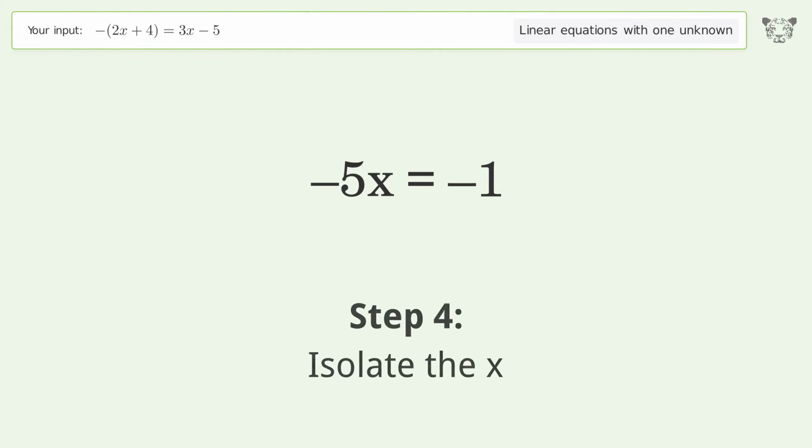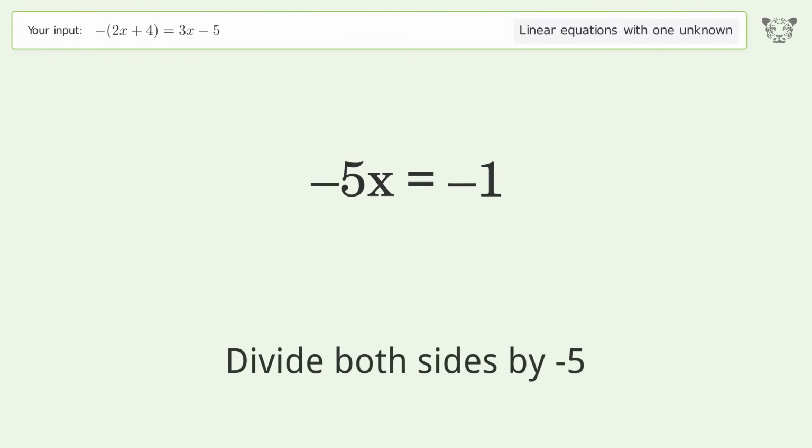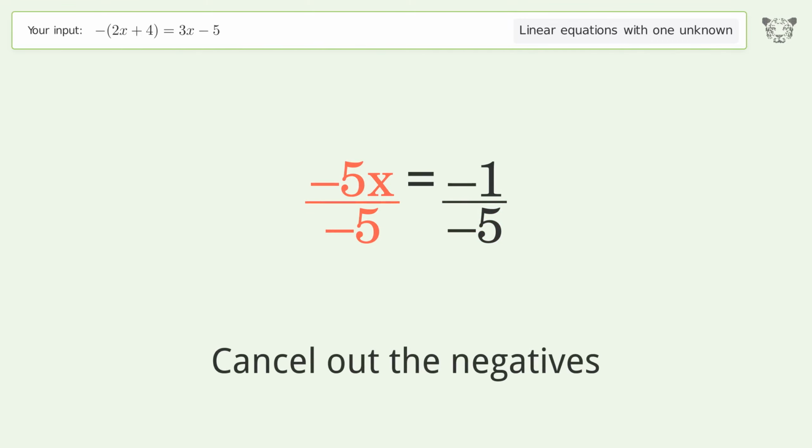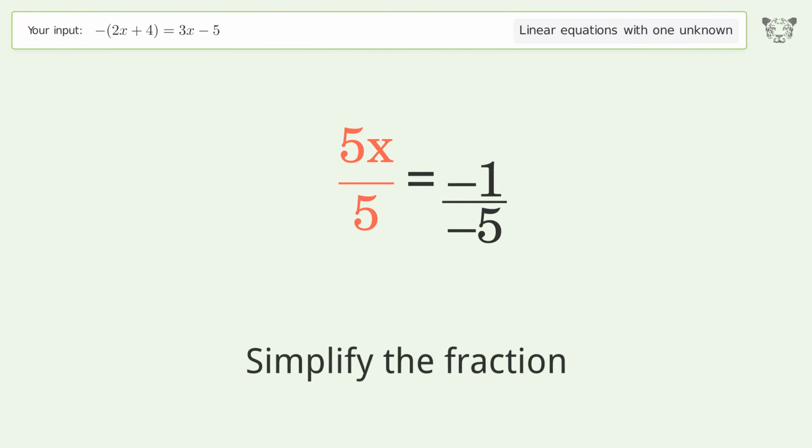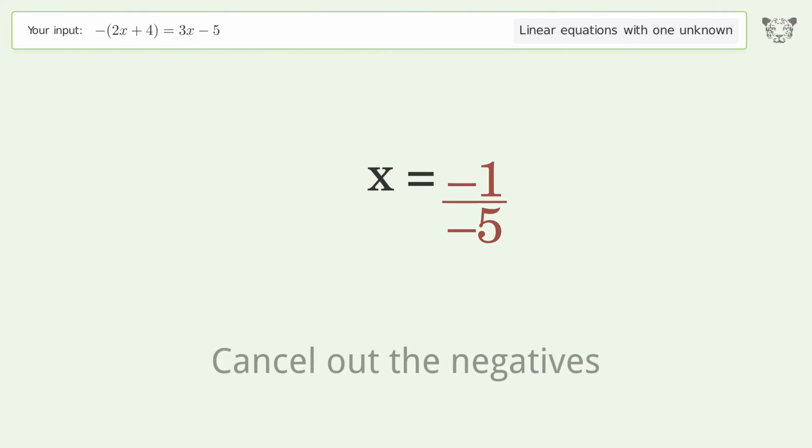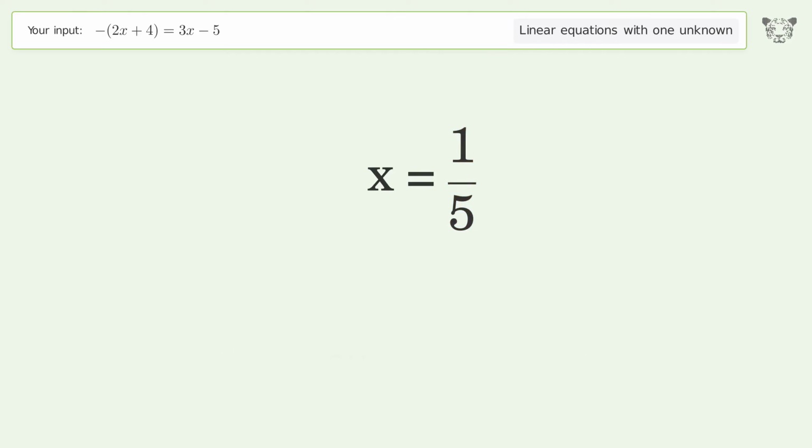Isolate the x. Divide both sides by -5. Cancel out the negatives. Simplify the fraction. Cancel out the negatives. And so the final result is x equals 1 over 5.